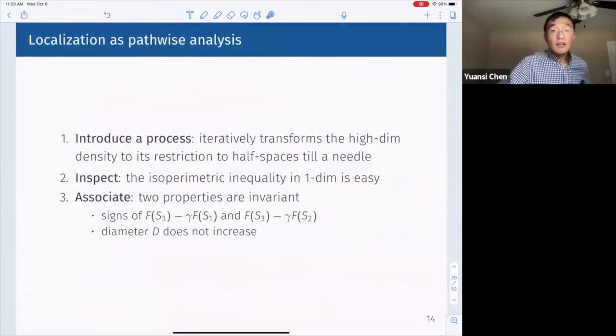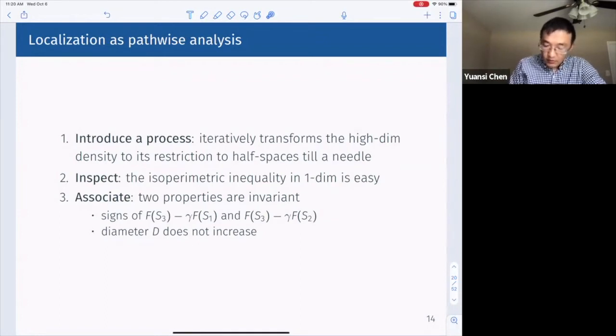Okay, so the localization technique is a type of pathwise analysis, as we try to summarize. It introduces a process that iteratively transforms the high-dimensional density to its half space and then smaller space until it becomes a needle. So you are transforming this high-dimensional density in some way. Then you observe that the isoperimetric inequality in one dimension is easy to prove. It's not that easy, but we know how to prove those things. And then you can relate them.